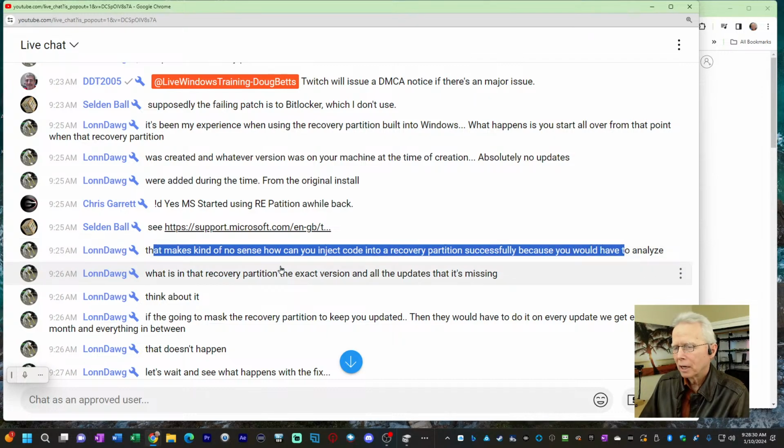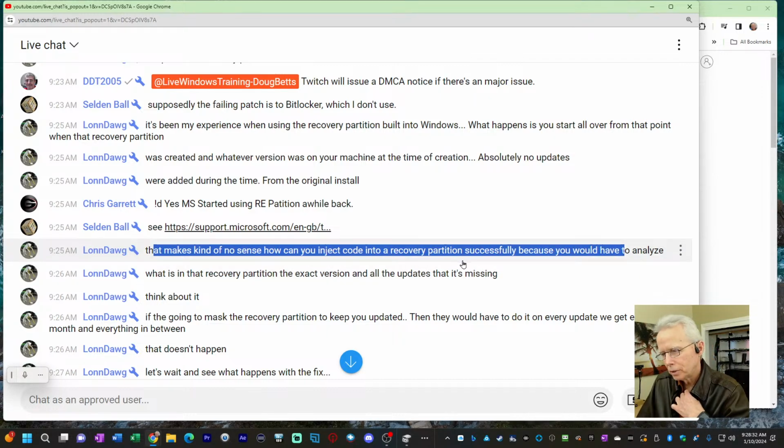It makes kind of no sense how you can inject code into a recovery partition successfully, because you would have to analyze what's in that recovery partition, the exact version, and all the updates that are missing. John Williams asks, what is the difference between security update and intelligent security update? All right, we'll go look at that in a minute, John.